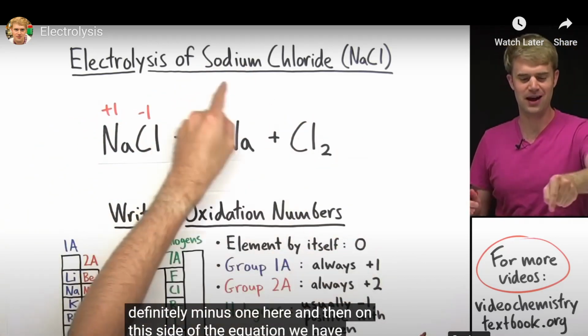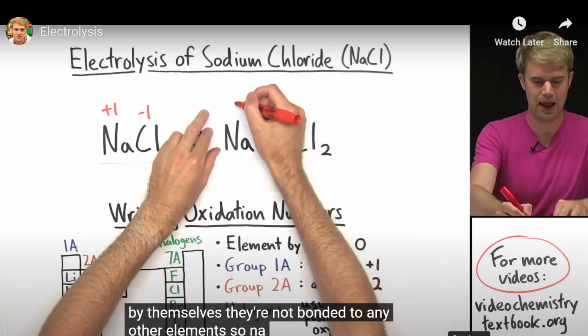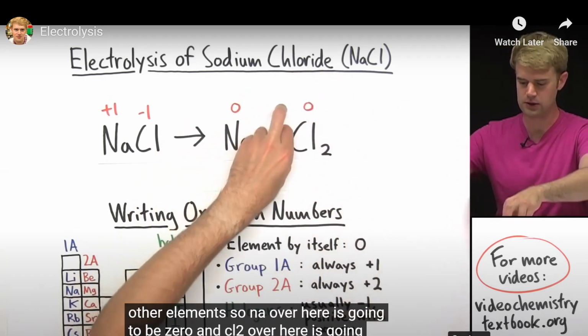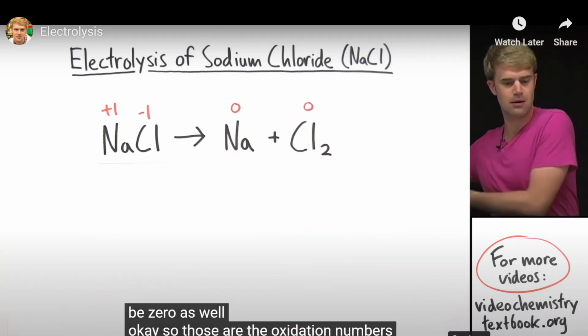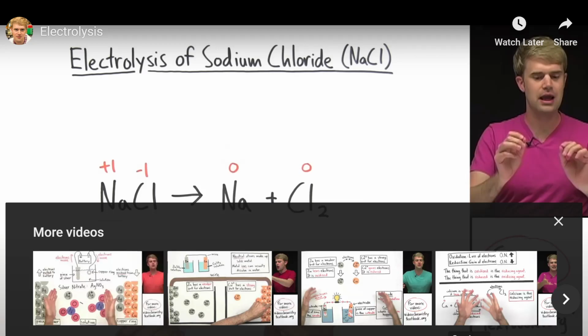And then on this side of the equation, we have sodium and chlorine on their own. They're elements by themselves. They're not bonded to any other elements. So Na over here is going to be 0, and Cl2 over here is going to be 0 as well. Okay, so those are the oxidation numbers for these elements. Now, to understand, who got oxidized and who got reduced?